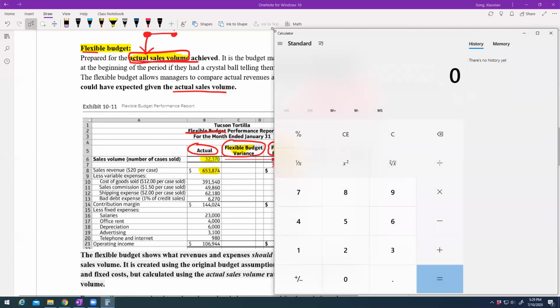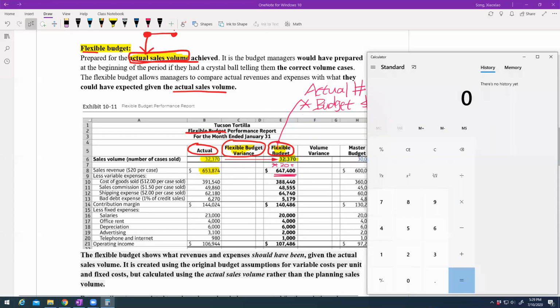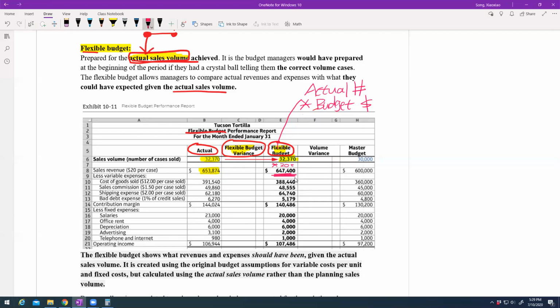Okay, so we use our actual output, 32,370, times the budgeted selling price, $20 each. We get our flexible budget revenue, which is 647,400. Your actual is 653,874. Your budget is 647,400. So do you have a favorable or unfavorable? Your actual is better than the budget, so we have the favorable result there, right?